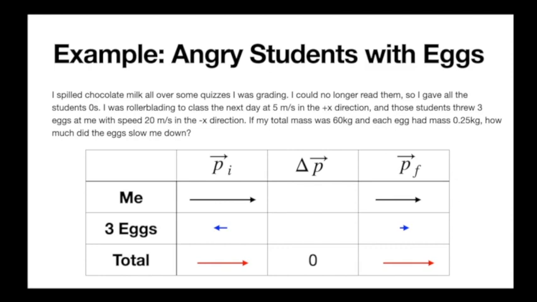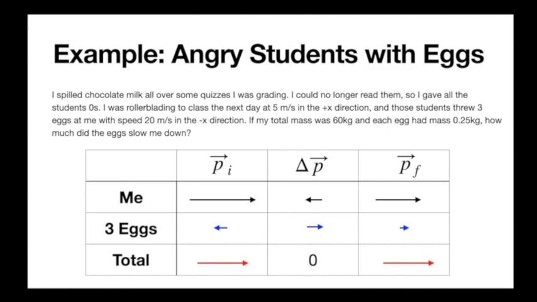And then these two add up to, again, our total, which is some momentum in the positive x direction. So lastly, we can fill in the delta p column, which at this point is just vector addition, subtraction, whatever you want to call it. But I go from some initial momentum to something a little bit slower in the same direction. So my delta p is just a little bit in the negative x.